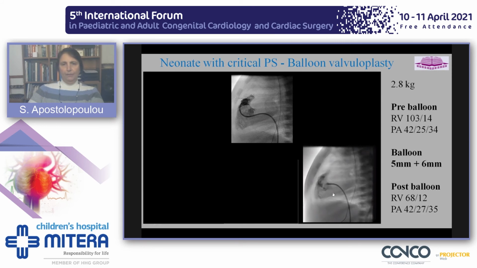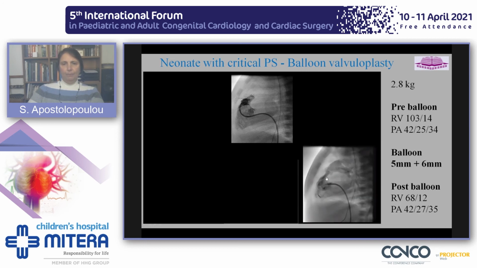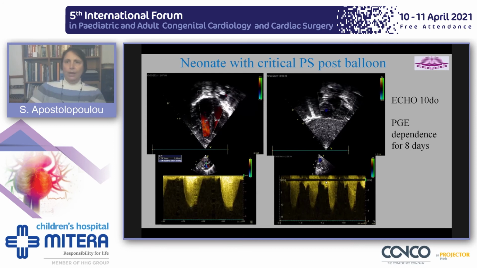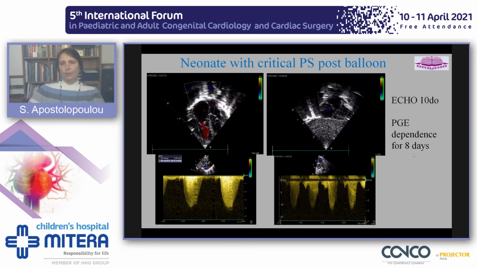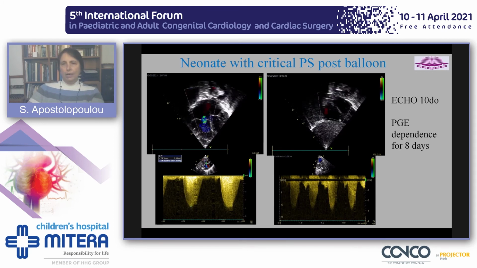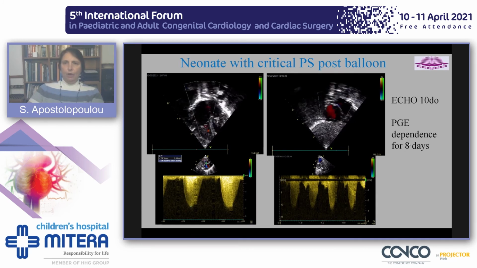There's still significant TR, and there's significant RVOT, not obstruction, but an overreactive RVOT, let's say. Now, this is a patient that actually needed prostaglandin for 8 days. We never stopped prostaglandin right away, but we tried it in a couple of days, and then a couple of days, and then a couple of days. At 8 days, she got off prostaglandin.